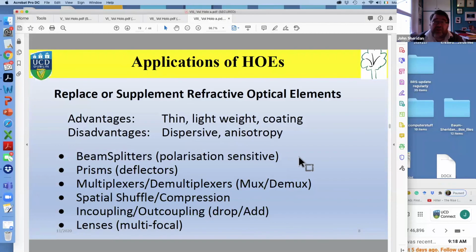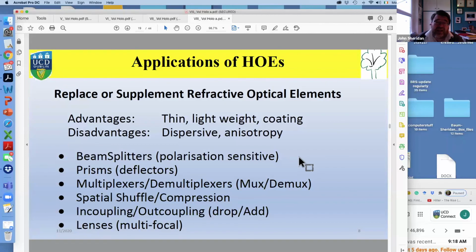Essentially, besides metrology, what we're probably mainly thinking about is replacing or supplementing refractive optical elements at this point. The big advantage of these components is that they're thin and lightweight, and you can place a coating on a curved or complicated surface with some photosensitive material, and you can record a grating in that position. Now, this sounds like a great advantage.